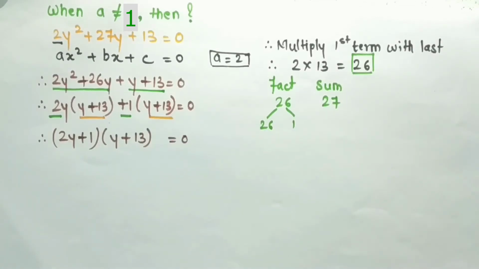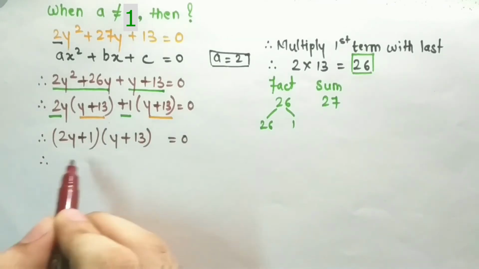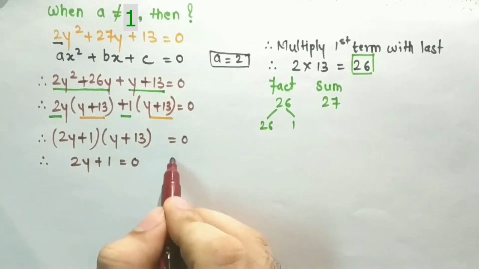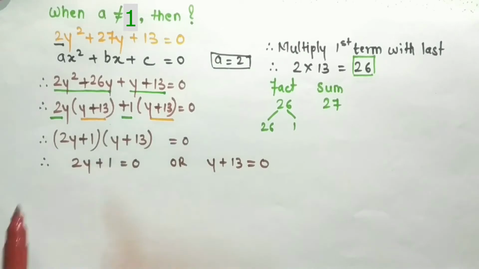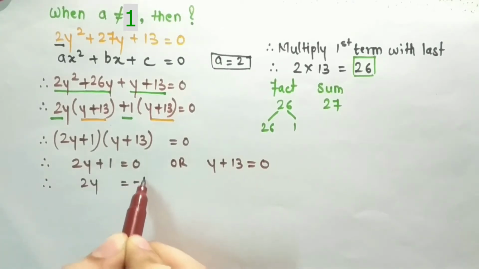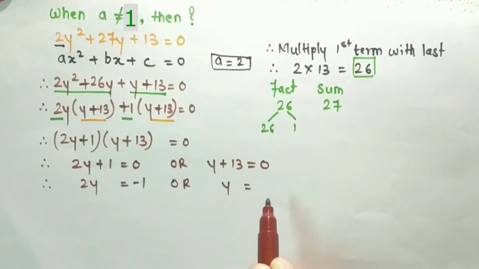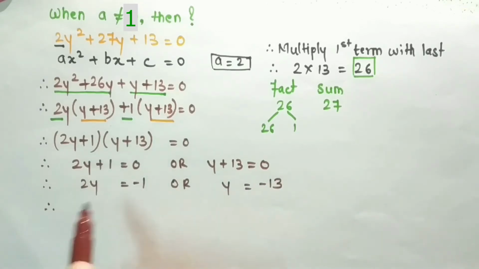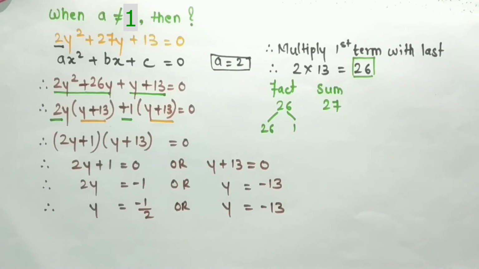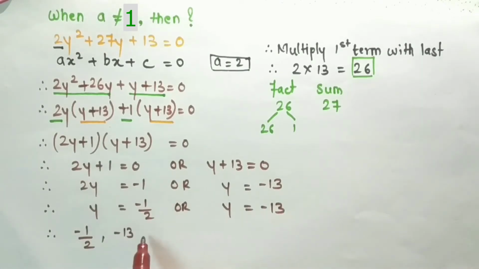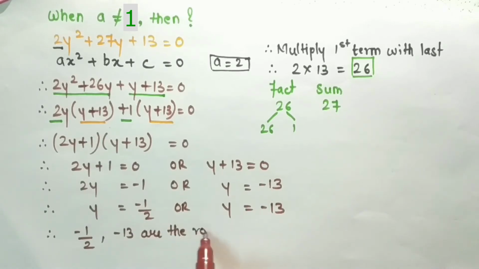The product of two of my factors is equal to 0 means that one of the factors has to be 0. Therefore 2y plus 1 is equal to 0 or y plus 13 is equal to 0. This gives me 2y is equal to minus 1 or y is equal to minus 13. Solving this, I get y is equal to minus 1 by 2 or y is equal to minus 13. Therefore, minus 1 upon 2 comma minus 13 are the roots of the given quadratic equation.